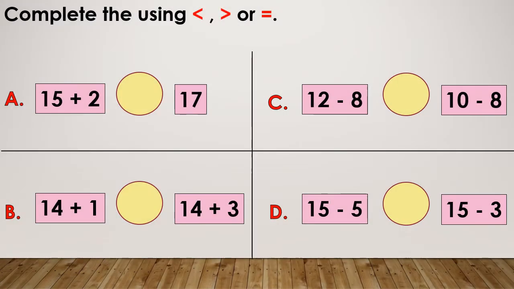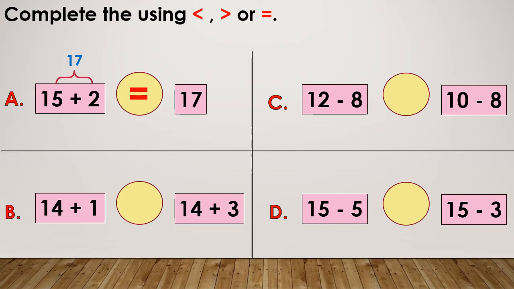Let's compare some more. Complete the following using less than, greater than, or equal symbol. Pause and answer. Now, let us check. Let's start with letter A. We know that 15 plus 2 equals 17. Therefore, the answer is 15 plus 2 is equal to 17.